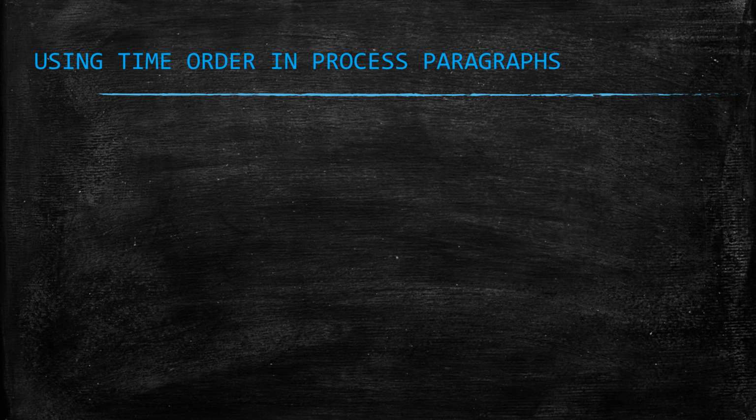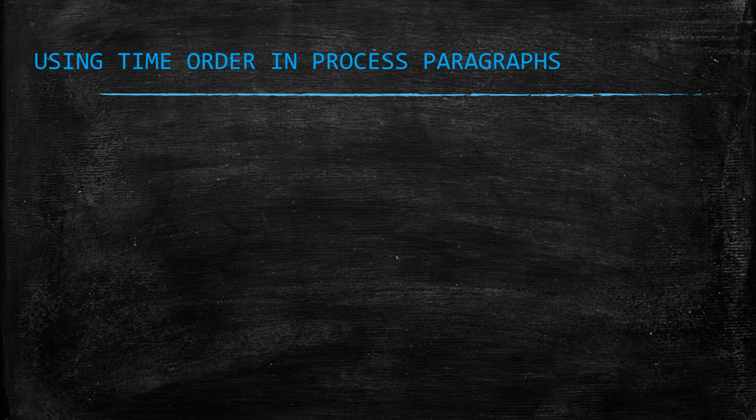Now, I want to discuss time order signals. Why are time order signals important? Imagine reading a recipe that lists all these steps without any logical order. Would you know what to do first? Well, probably not. That's why when explaining a process, we arrange the steps in a correct sequence and use time order signals to guide the reader smoothly from one step to the next.